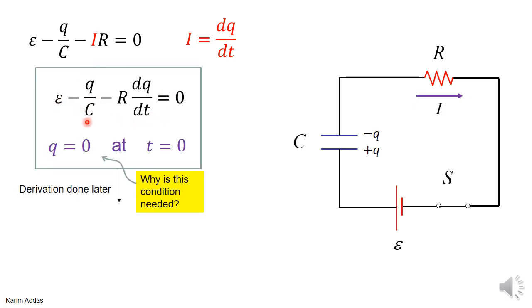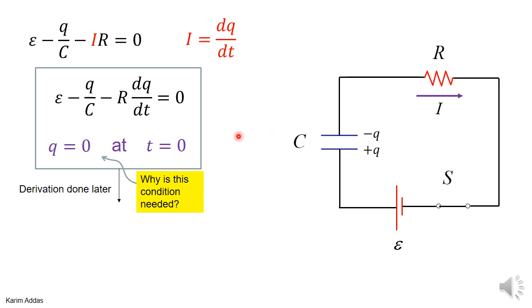The differential equation has a certain solution, but it's not enough to give the differential equation. You need to give an initial condition. You need to give a certain condition that you're using for your particular problem. In this particular problem, when the time was zero, the charge on the capacitor was zero.